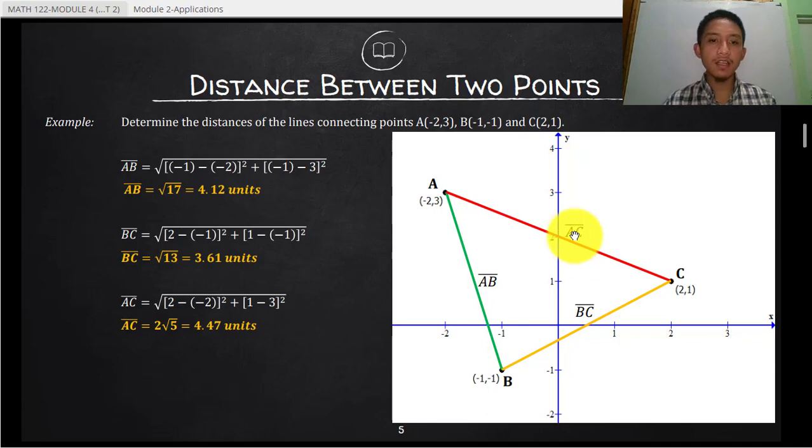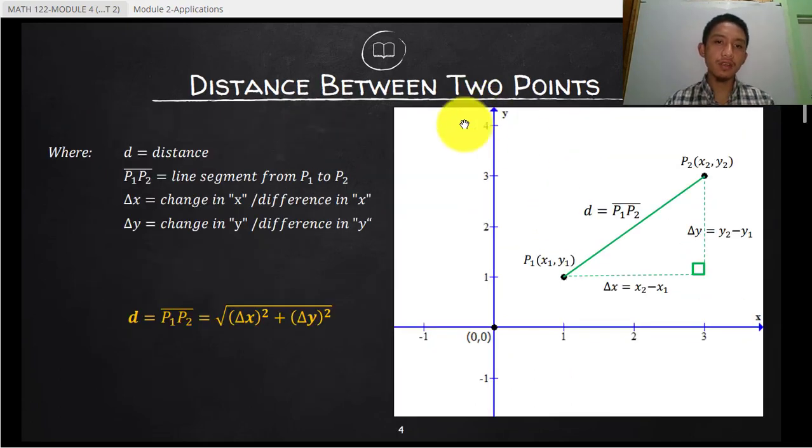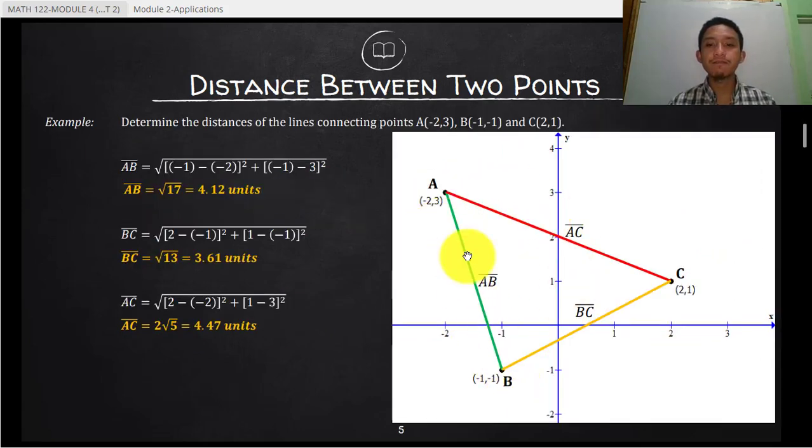So again, just go back there to your formula for distance between 2 points. The square root of the change in x squared plus the change in y squared. That is the distance between the 2 points, or the length of your line segment. Okay, so let's start with your AB.